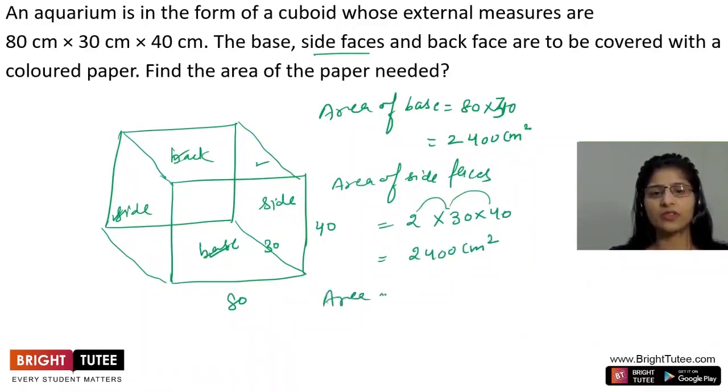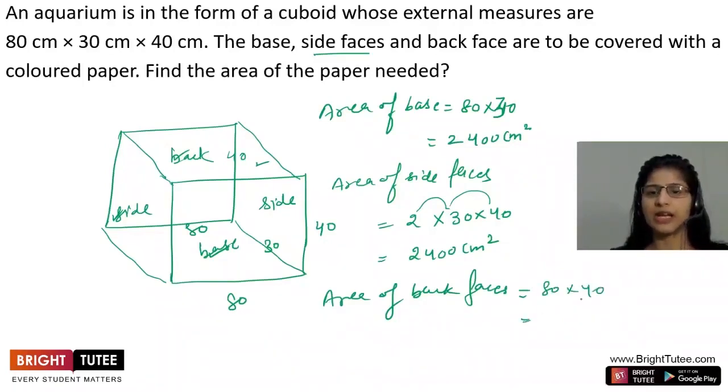Now the area of the back face we will calculate. In the back face, because it is a rectangle, we know this is 80 and the standing one is 40. So when we calculate the area, it will be 80 into 40. 8 4s are 32. 3200 square centimeter is the area of this. Is that clear?